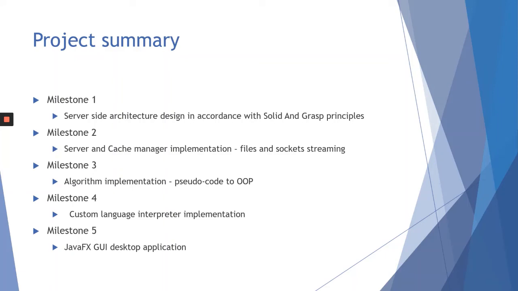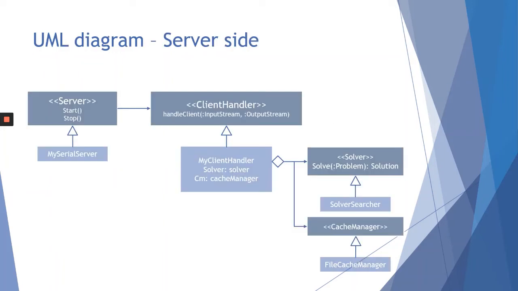Okay, so now we will discuss the project architecture. Let's take a look at the UML diagram of the server side. Here we can see the segregation between the server that is in charge of listening to a socket and the client handler that defines the communication protocol. That segregation helps us to get a single responsibility for each interface.